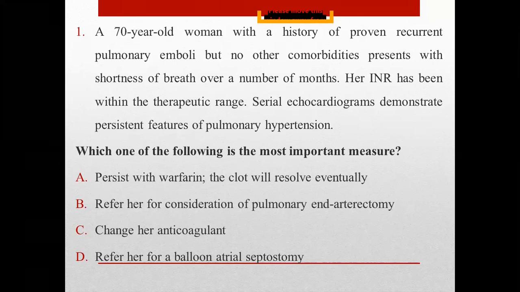So we have a female with history of pulmonary embolism, and she is on warfarin, and her INR is in the therapeutic range, and her echocardiogram is showing features of pulmonary hypertension, and she is presenting with shortness of breath. Which of the following is the most important measure? Persist with warfarin, the clot will resolve eventually. Refer her for consideration of pulmonary endarterectomy, change her anticoagulant, or refer her for balloon atrial septostomy. So I'm waiting for your answers.